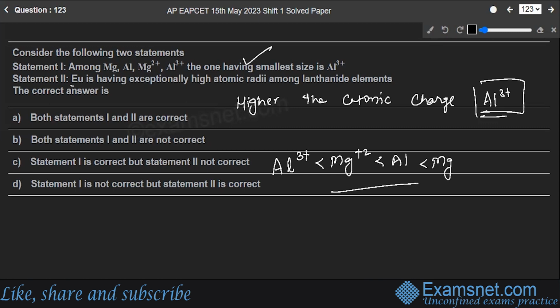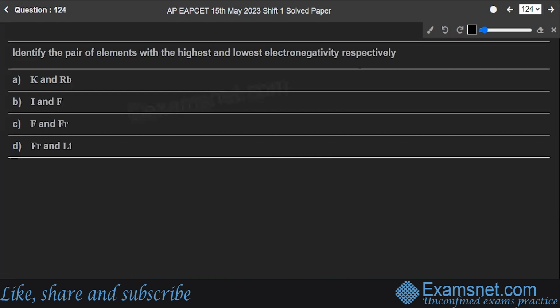Second, it says that europium is having exceptionally high atomic radii among all the lanthanide elements. That is absolutely true. See, europium with atomic number 63 is readily reactive in the air. And it's a very soft metal which can even be cut with a knife. And yes, it is having the highest atomic radii among all the lanthanide elements. That makes the second statement also true. So you have option A as the right answer. Hope you understood. Next is question number 124.